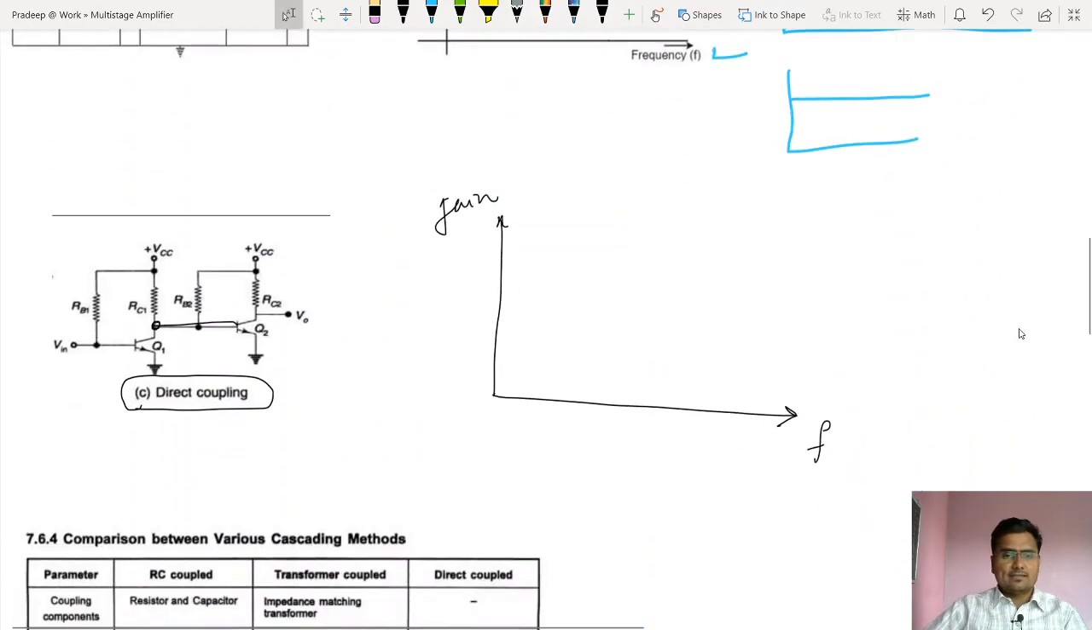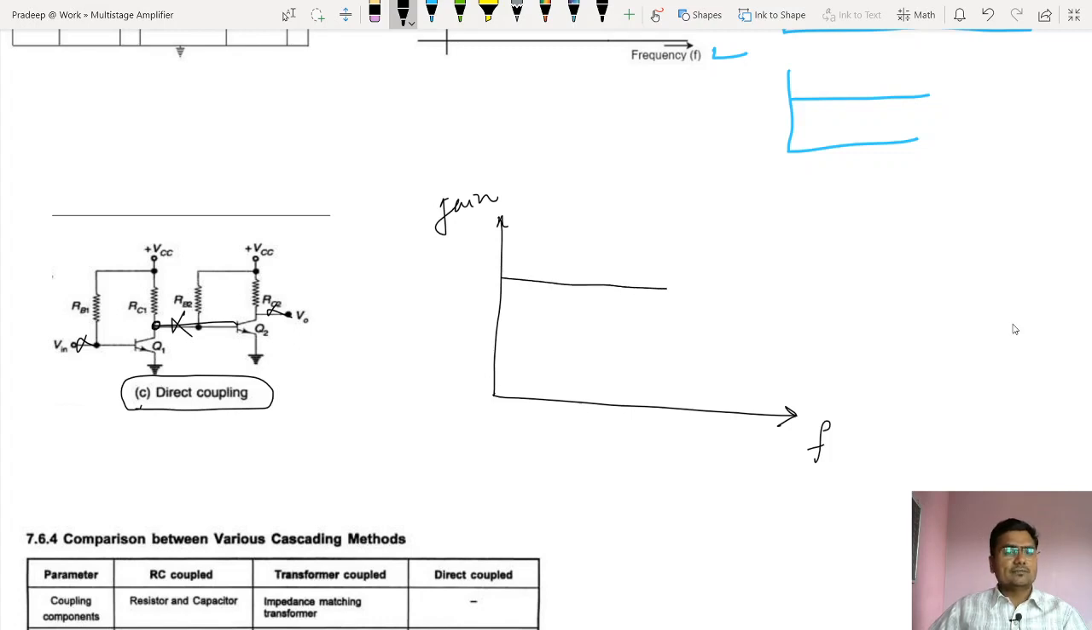Now look at the direct coupled amplifier. I don't have any coupling capacitor. So as the coupling capacitor is not there, the gain will never decrease at lower frequencies. So finally, you will get that kind of graph.